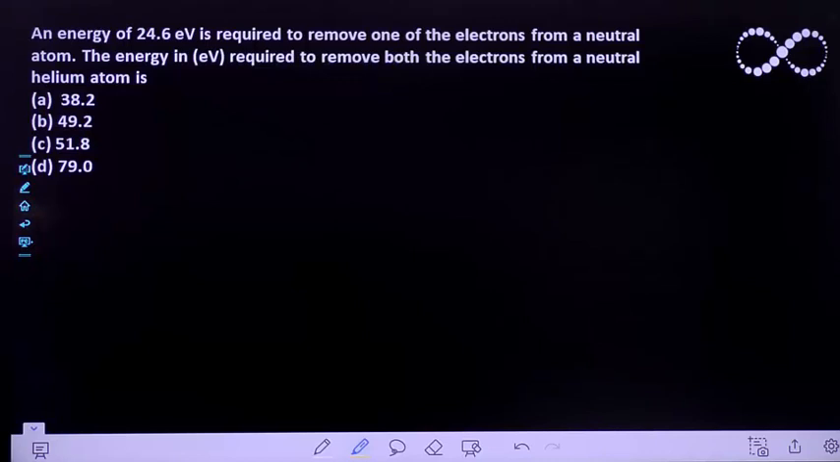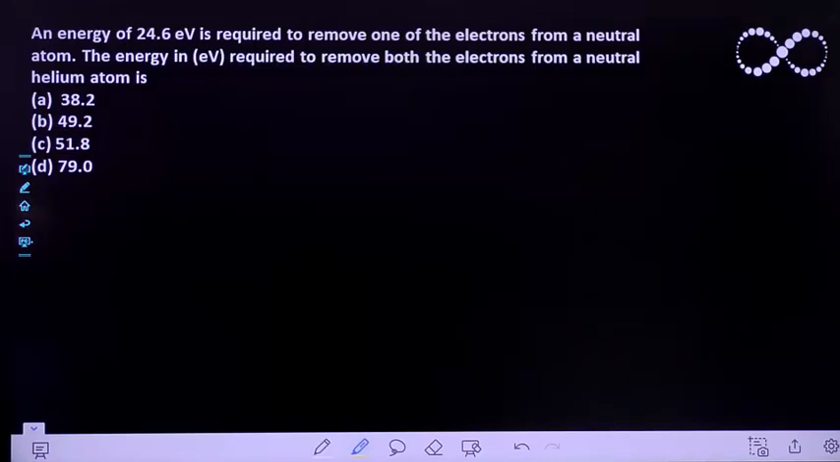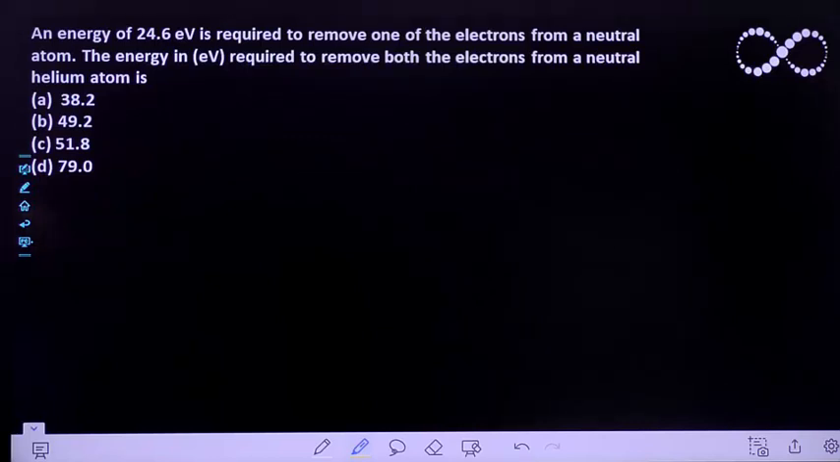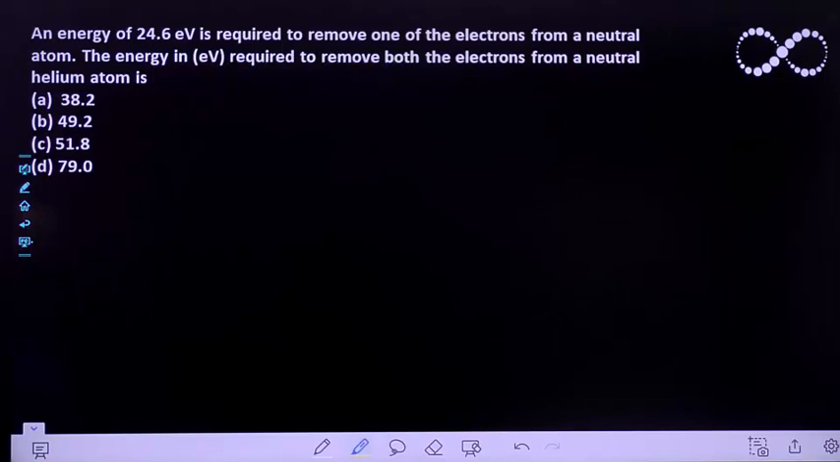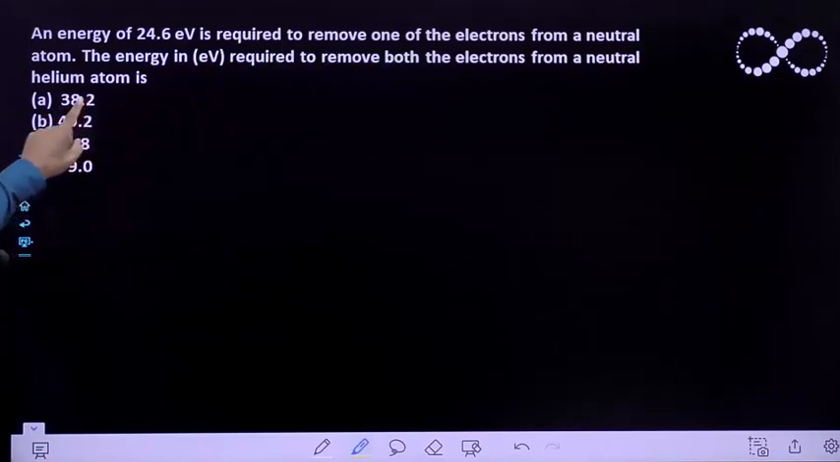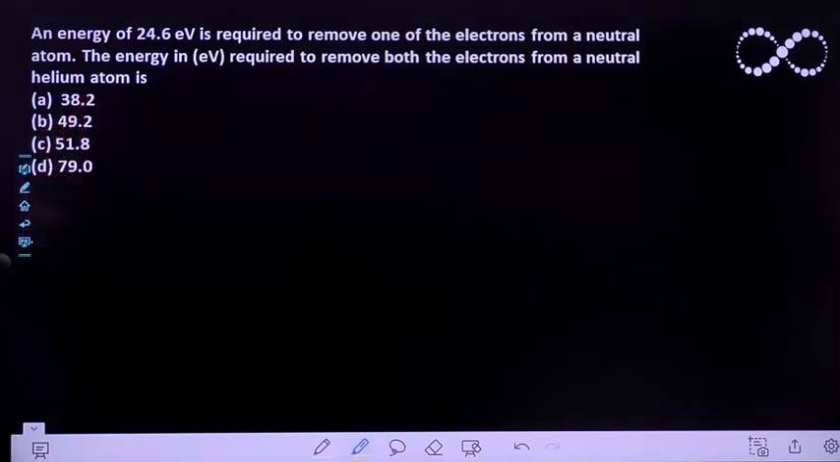See, the energy of 24.6 electron volt is required to remove one of the electrons from a neutral atom. The energy in electron volt required to remove both the electrons for the neutral helium atom is. So, for the removal of one electron, the energy is given, that is 24.6.